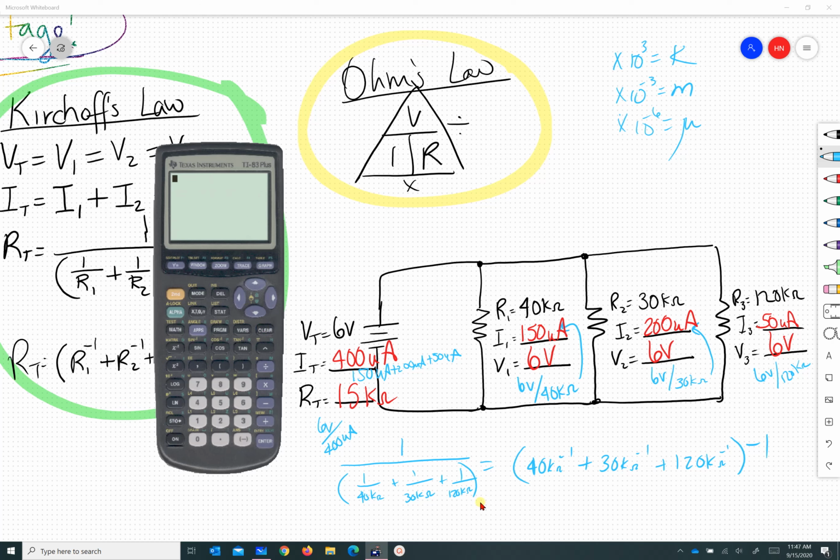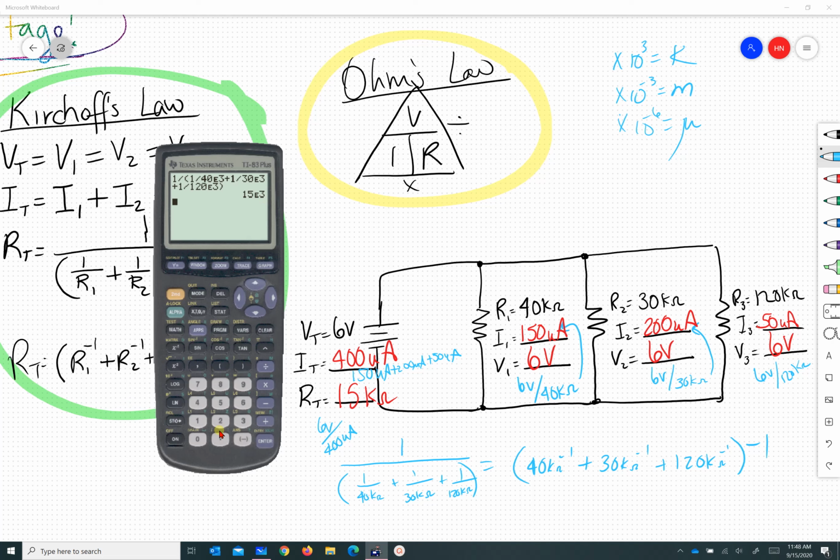So to do the one on the left, I would do 1 divided by, open parentheses, 1 divided by 40 times 10 to the third plus 1 divided by 30 times 10 to the third plus 1 divided by 120 times 10 to the third, close the parentheses. Don't forget to close the parentheses, and you get 15 kilo.